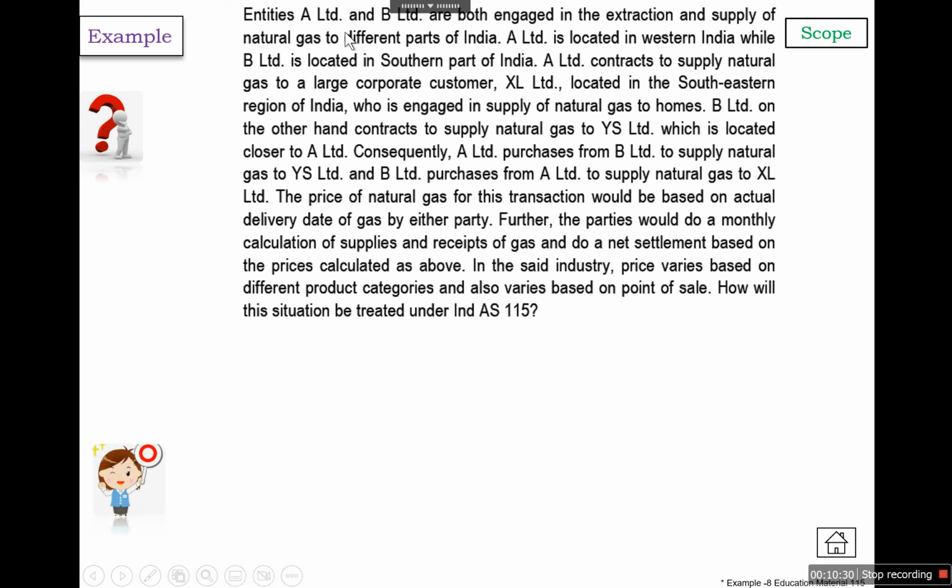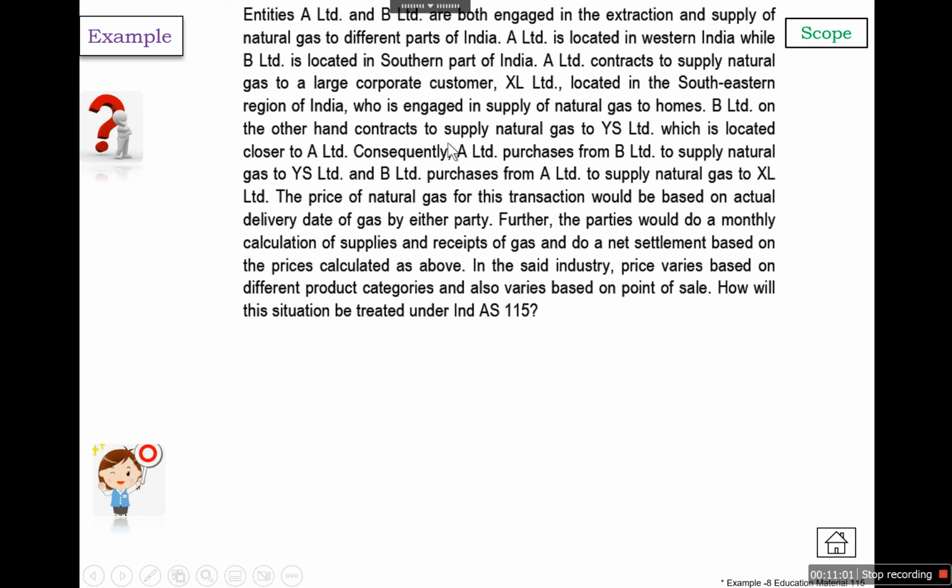Next, entities A Limited and B Limited are both engaged in the extraction and supply of natural gas to different parts of India. A Limited is located in Western India while B Limited is located in southern India. A Limited contracts to supply natural gas to large corporate customers. XL Limited, located in the south-eastern region, is engaged in supply of natural gas to homes. So this one supplies to corporate customers and this one supplies to homes, individual customers.